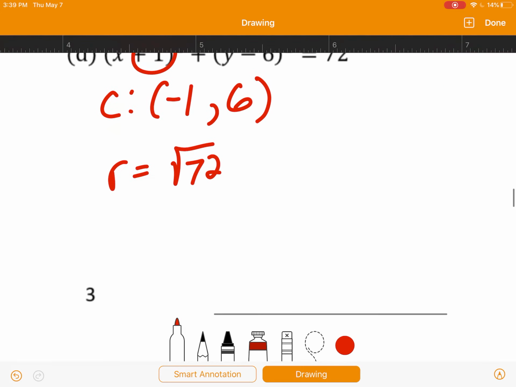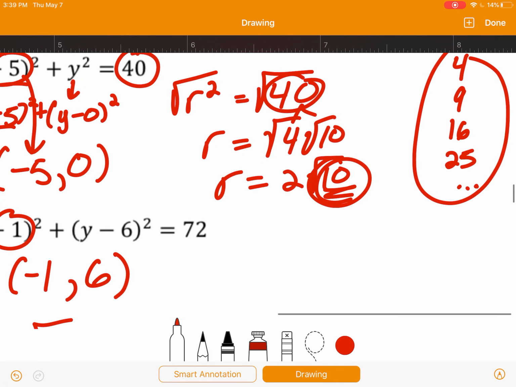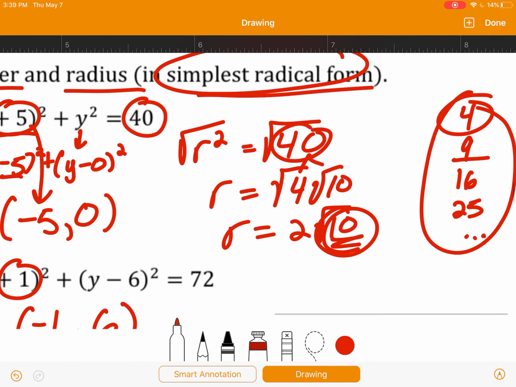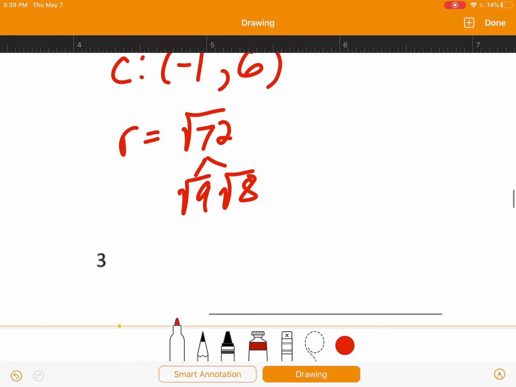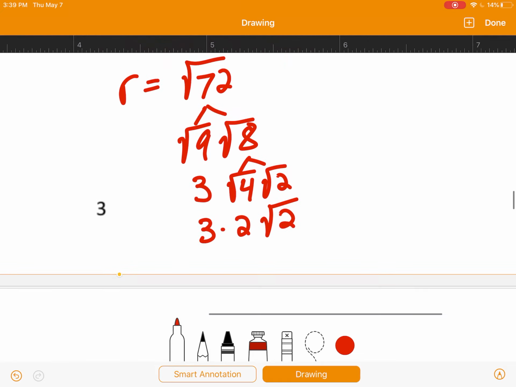But if we were going to do the square root of 72, and I knew that 9 went into it, then I can split it into the square root of 9 and the square root of 8. And then I see 8 and I say, oh, I know that 4 can go into 8, so I'll just do this process twice. So I have the square root of 9, which is 3, and then I'll split 8 into 4 and 2. So I now have 3 times the square root of 4, which is 2, times the square root of 2, and we get 6 square root 2 to be our radius.